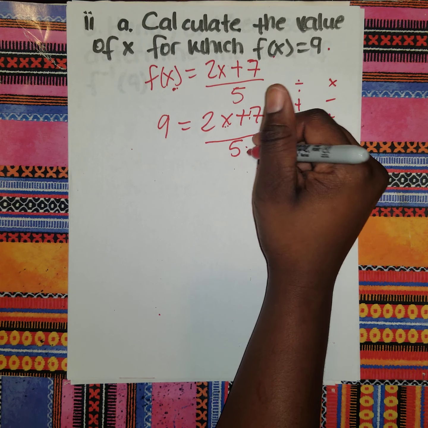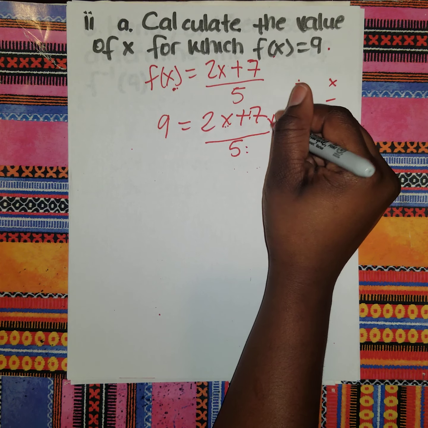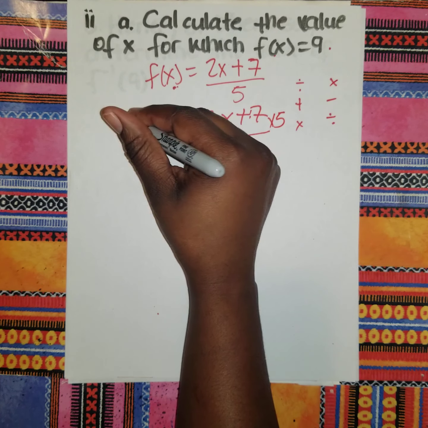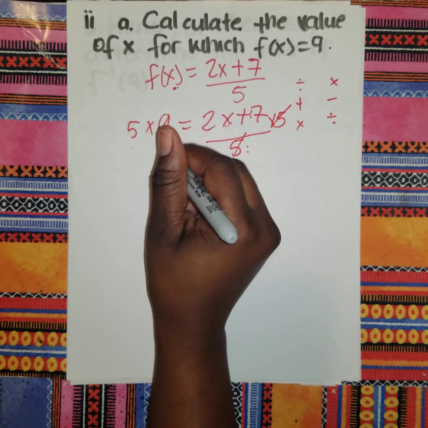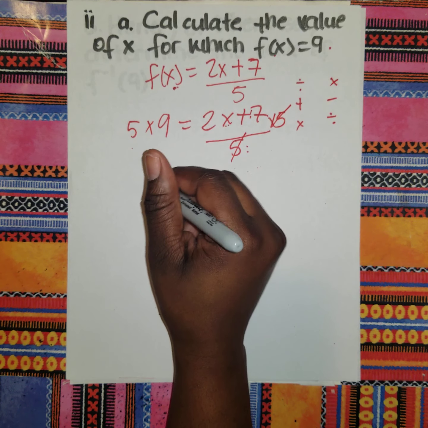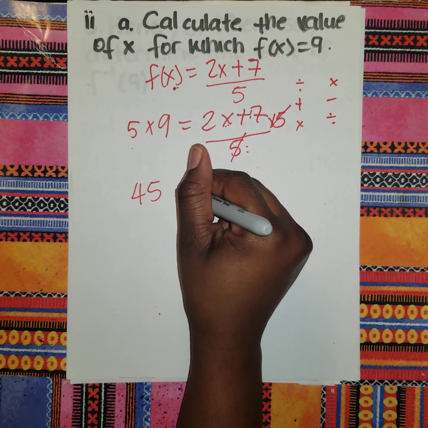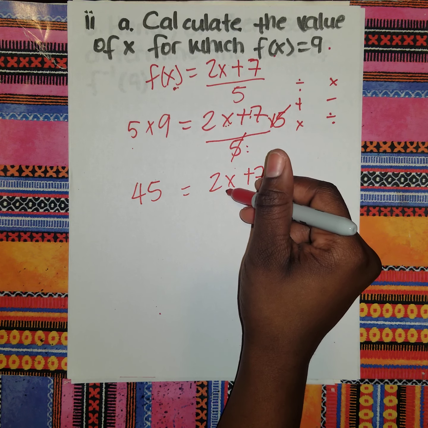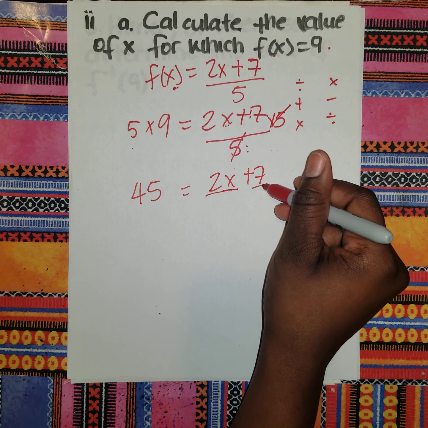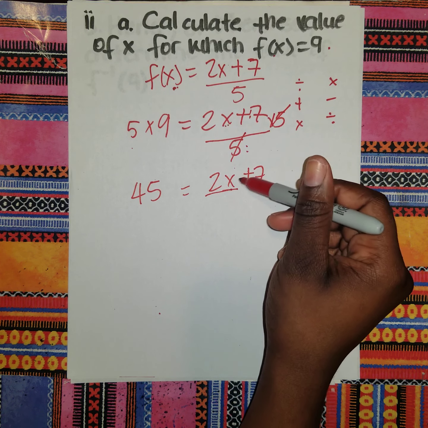So right here, these two are dividing, so I'm going to multiply by 5 on both sides to cancel the denominator that's there. 5 times 9 is 45. So 45 is equal to 2x plus 7. Between this term and this term, they're adding.